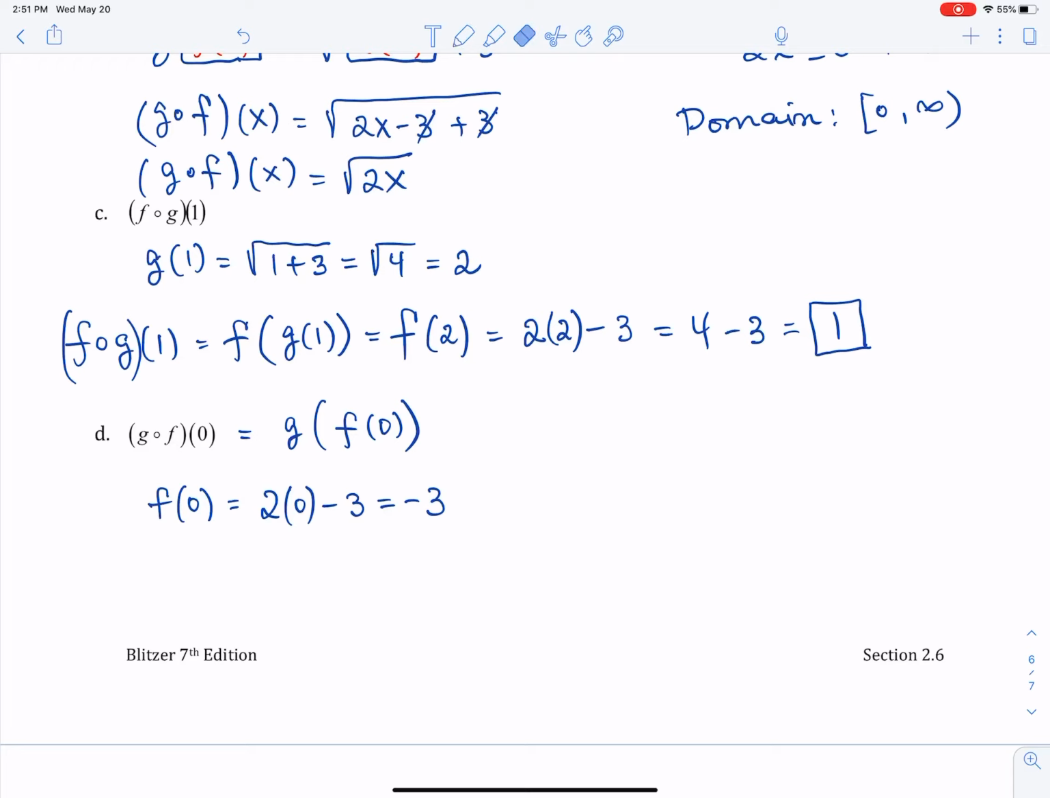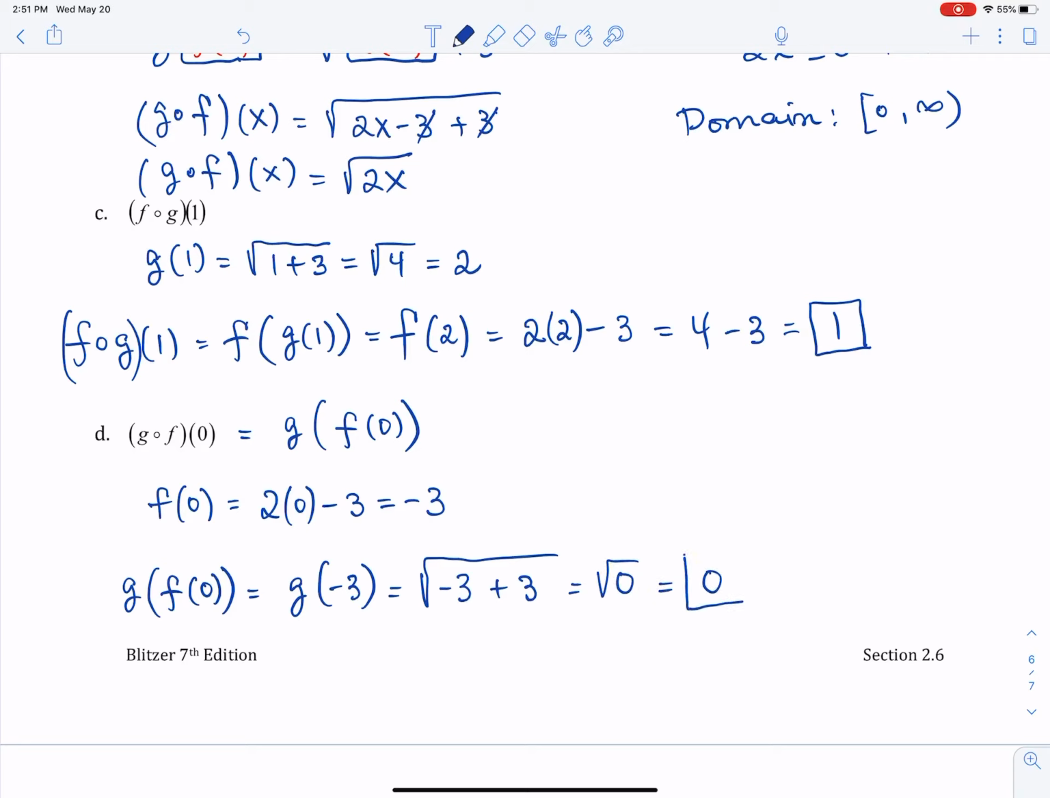Now I need to calculate g of f of 0. I need to calculate what is g at negative 3. And g was square root of x plus 3. So instead of x we're going to put the x value, which is negative 3. Or it turns out that g of negative 3 is going to be square root of 0, which is 0. And that's my final answer.